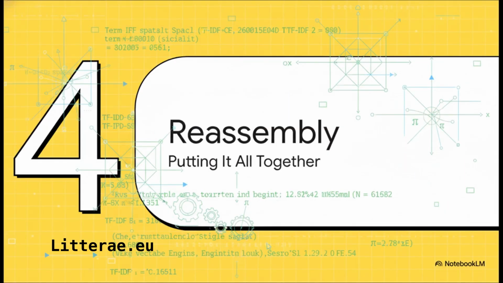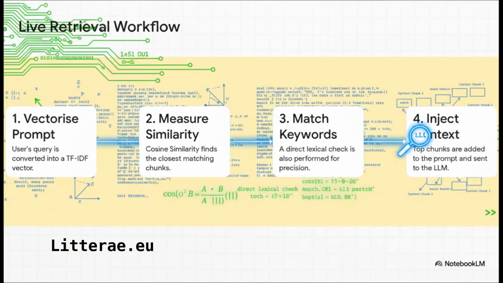So we've taken apart the two big engines here, TF-IDF for making the vectors and cosine similarity for comparing them. Now let's put all the pieces back together and watch this system actually work. And here it is, the whole process live. First, you ask a question. Instantly, it gets turned into a TF-IDF vector. Second, the system uses cosine similarity to compare your question's vector against every single chunk in its library, checking all the angles. Third, it grabs the chunks with the highest similarity scores, the ones pointing in the same direction.